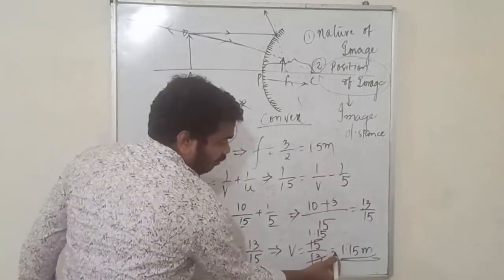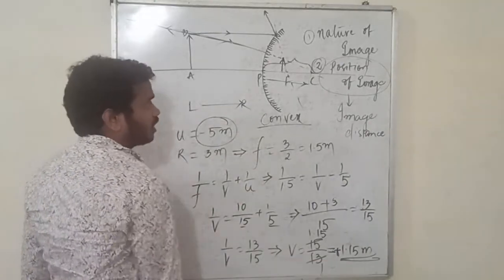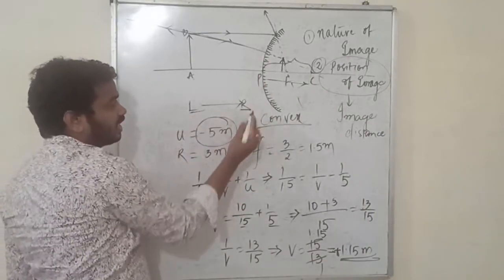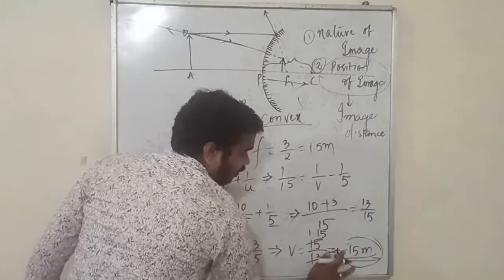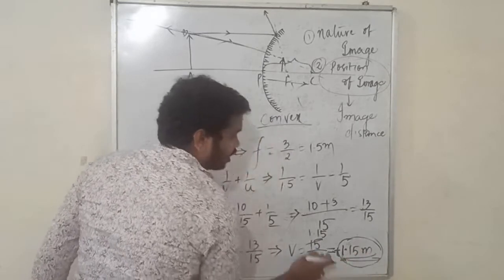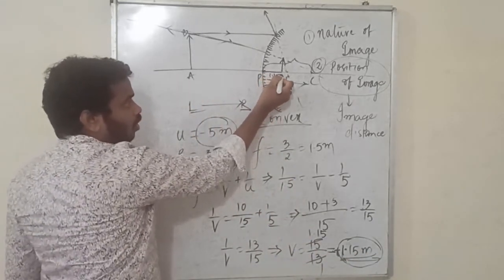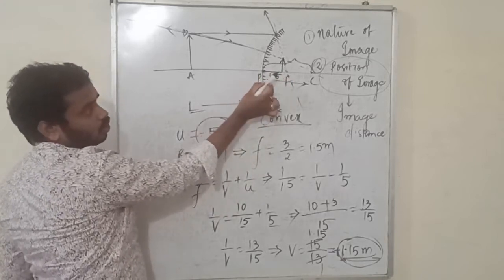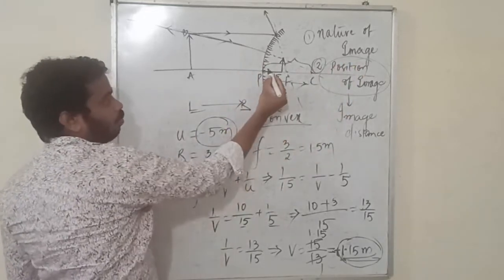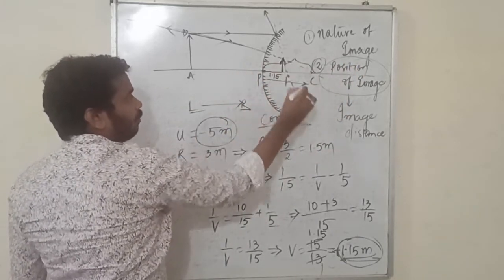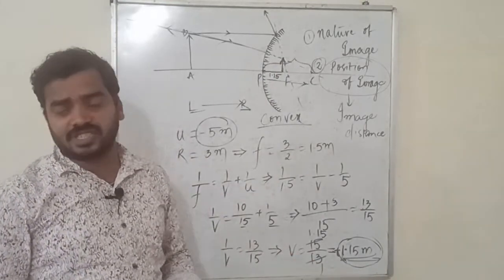Try to see the image distance, whichever you have obtained, it is positive, right? So if it is positive, you have to move in the incident ray direction about 1.15 meters. 1.15 meters from the pole in the incident ray direction, that is, moving left to right, you will obtain the image. That's what we have calculated. That is the reason you have got the positive sign over here.